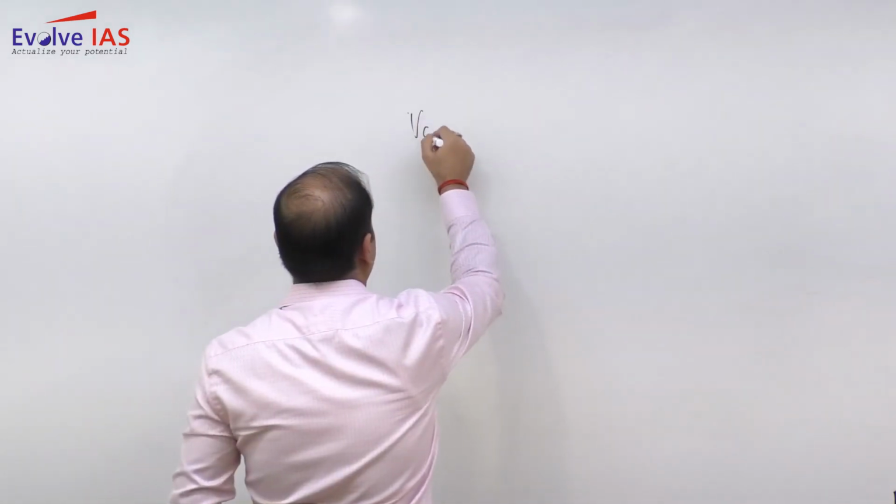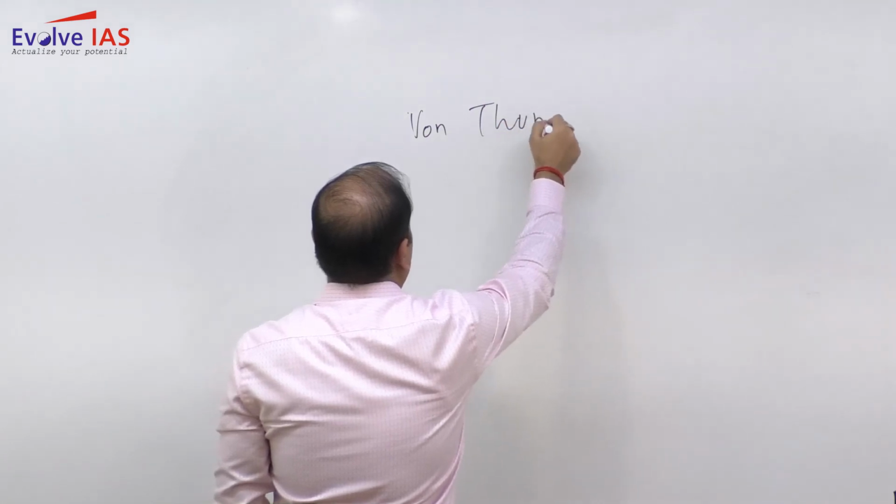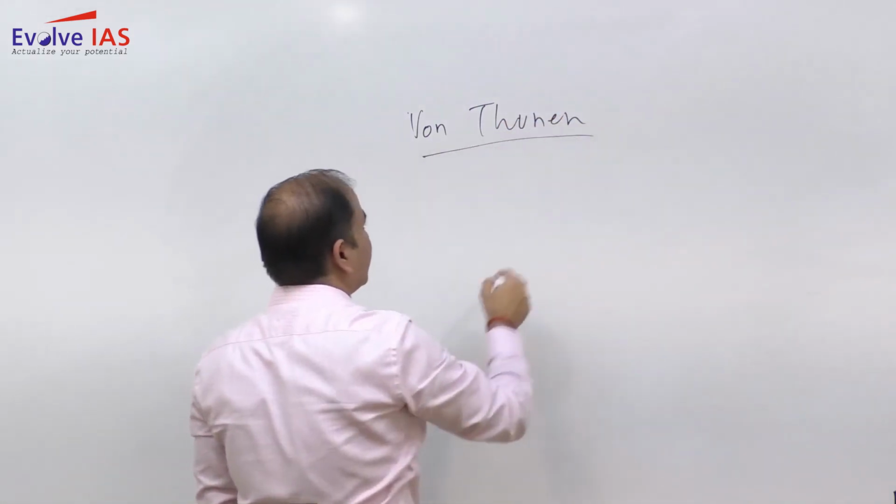Then in the next zone, a three-field system will be set up, and the last zone should be dedicated to the meat industry and animal husbandry. So you have to write about von Thunen's model and its relevance.